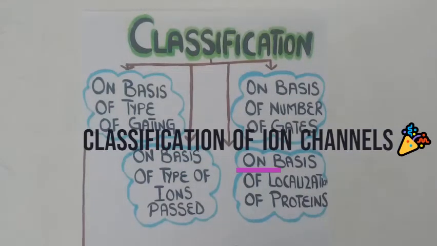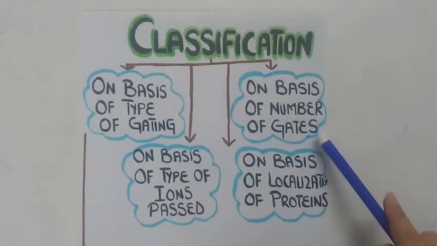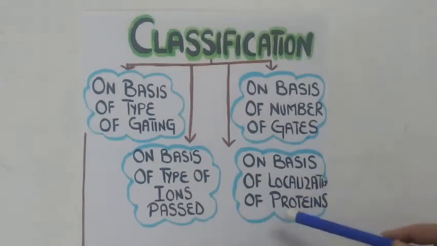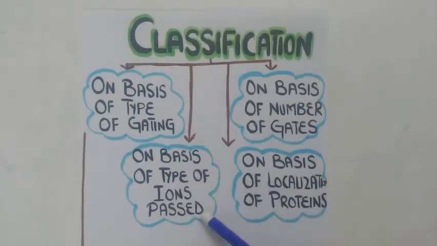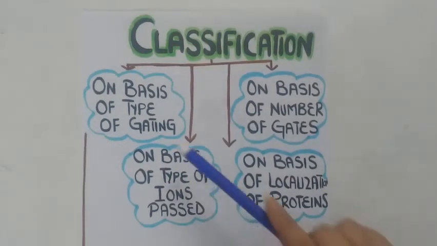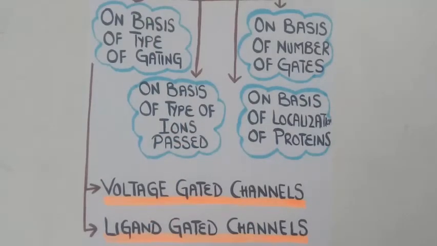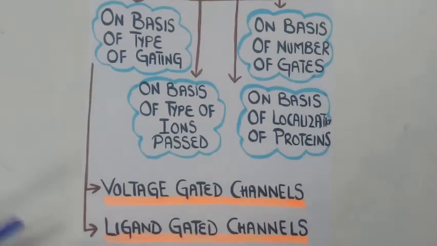Classification of ion channels includes classification on the basis of number of gates, on the basis of localization or location of proteins, on the basis of type of ions that are passed through the channels, and on the basis of gating. Channels on the basis of type of gating are of two types: voltage gated channels and ligand gated channels.